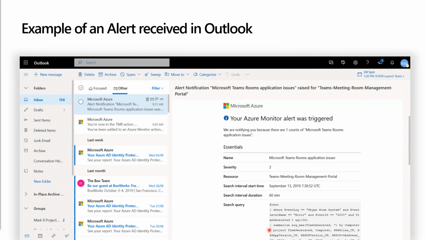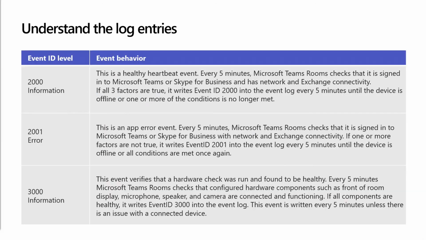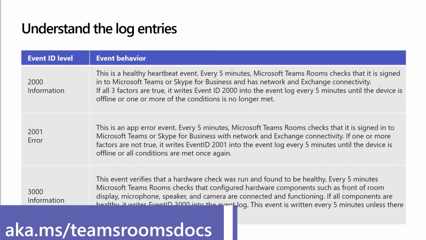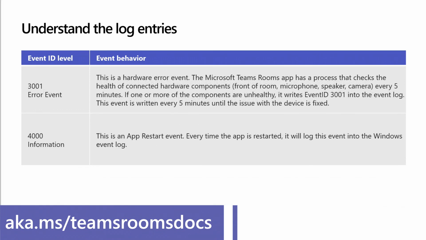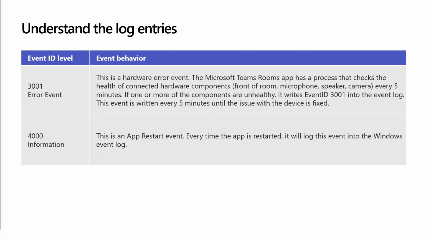And then we can go through the body of the email to determine on which device and potentially what the actual application issue was. This is a view of the event log entries that are used in Microsoft Teams. So the Microsoft Teams application writes these event log entries into the event viewer log. These are all available on docs.microsoft.com in the Teams Rooms section. So I'm going to move along and show you that these are the important ones. So when setting up Azure Monitor or even Operations Manager or any other log management software, these are the events that you are looking for that will let you know that there's been an error or the app has restarted.